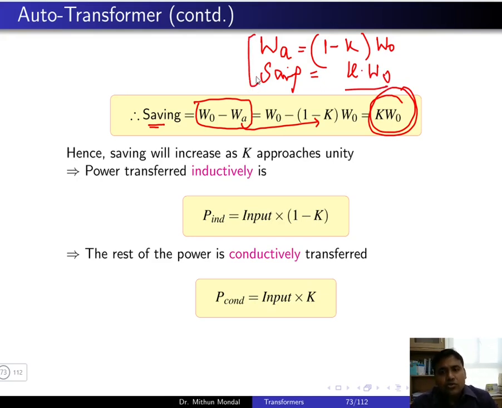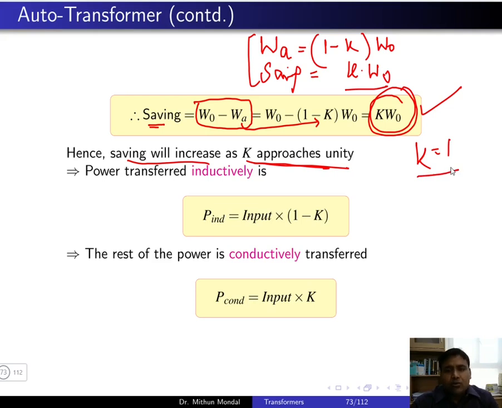So we have understood the importance of an auto transformer, the advantage over the two winding transformer, that there will be saving of copper. So saving will increase as K approaches unity. Saving will be maximum when the value of K is 1. That is the reason in an auto transformer we keep the value of the transformation ratio close to 1.